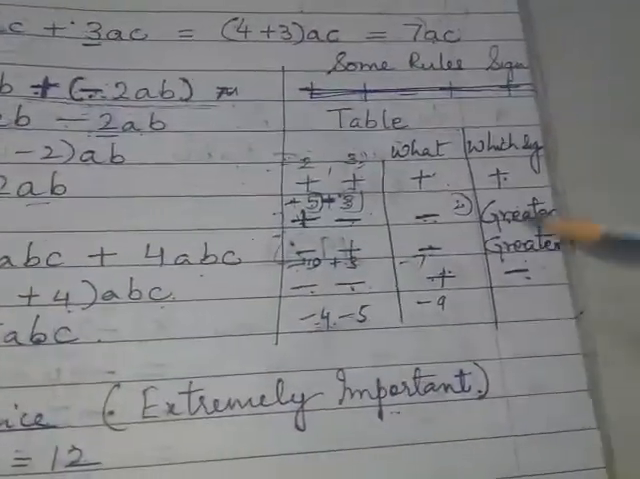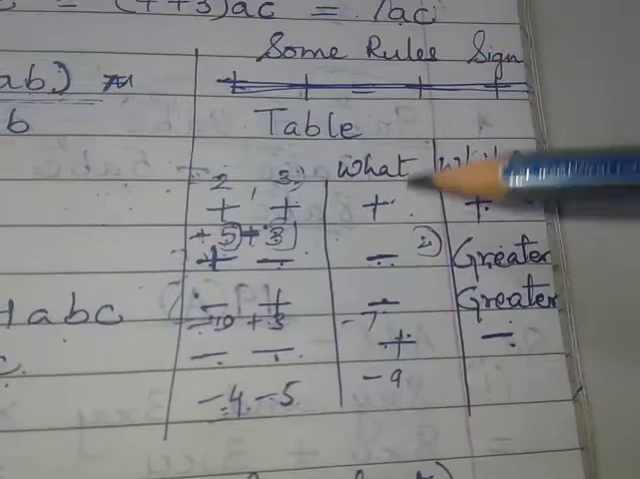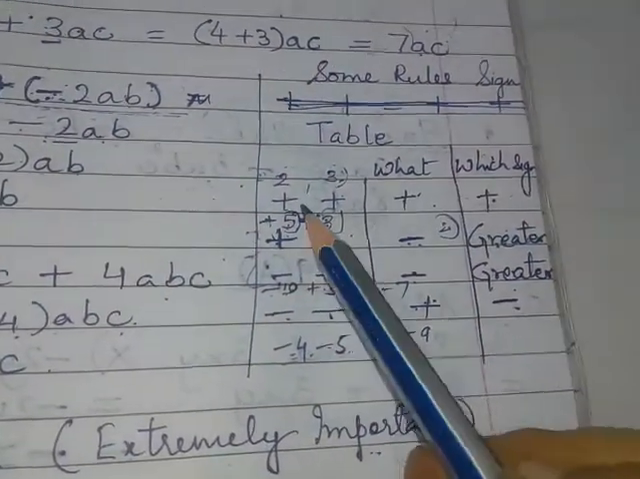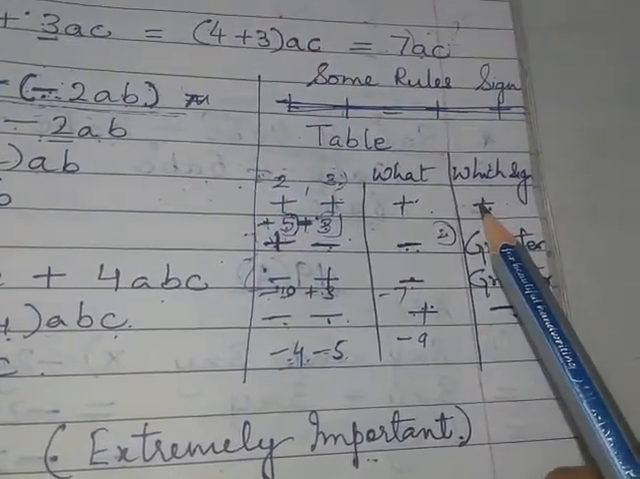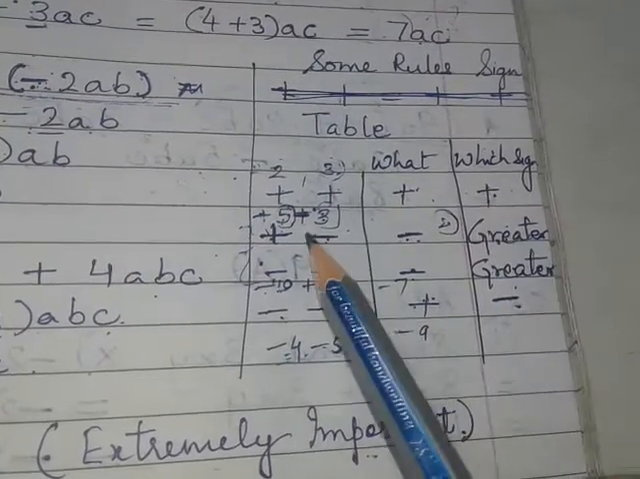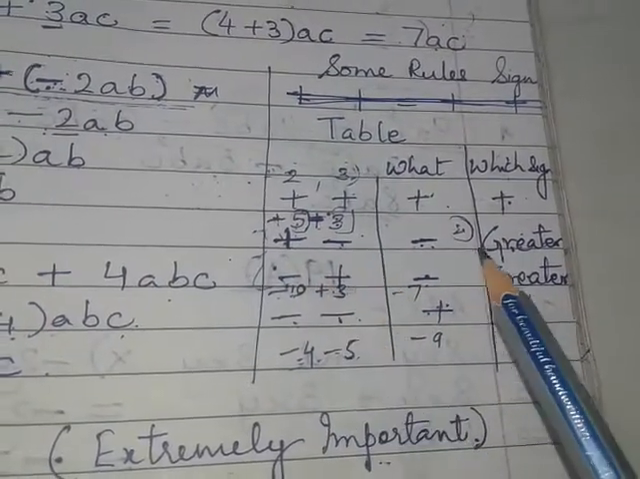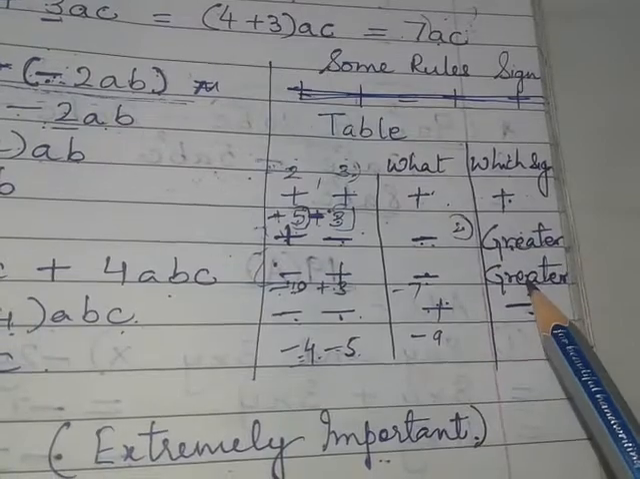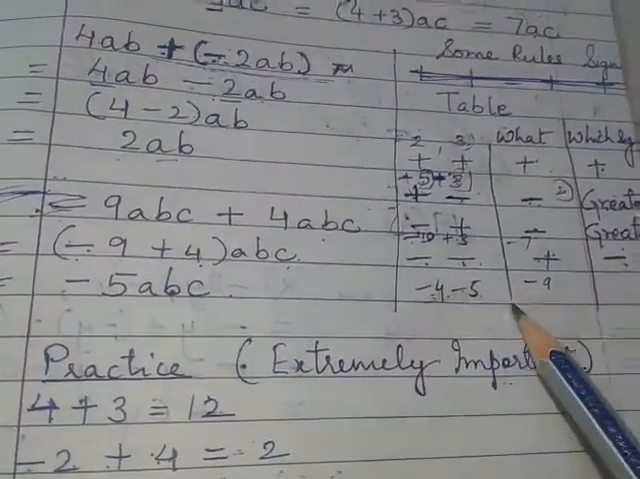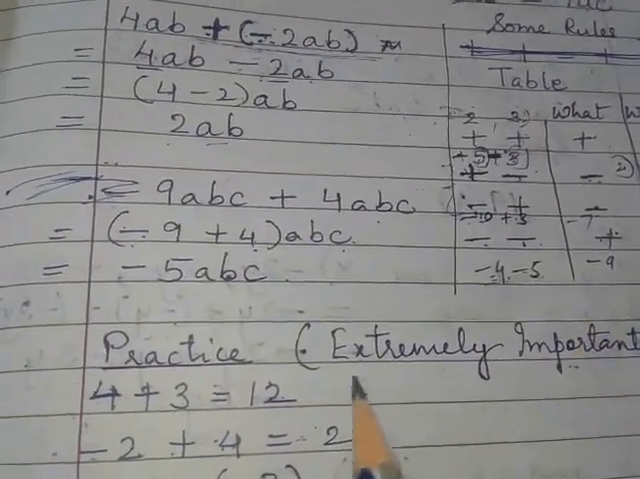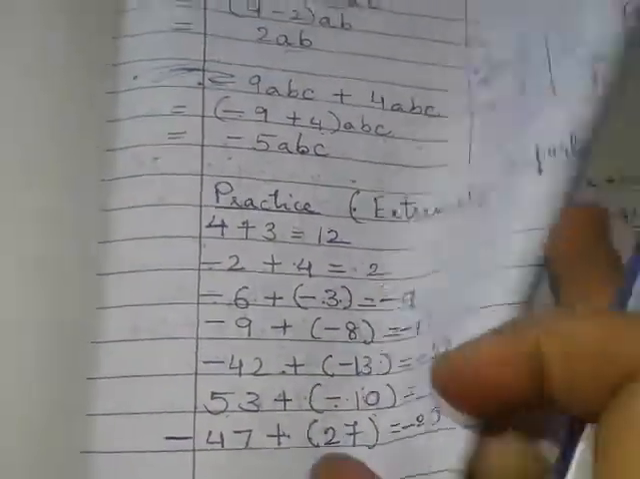Okay. Then what was important was this chart. Plus plus, what to do? Plus. And which sign will come? Plus. Plus, minus and minus, plus: you have to subtract and the sign of the greater number will come. Minus minus: you have to add and the sign of minus will come. So I had given this.